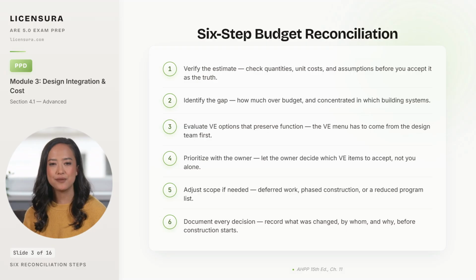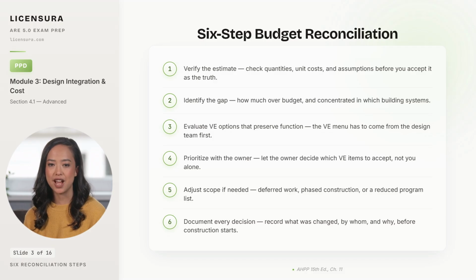Third, evaluate value engineering options that preserve function. The VE menu must come from the design team first, because letting the contractor drive that conversation cedes both control and quality. Fourth, prioritize with the owner. Let the owner choose which VE items to accept, because those choices have program and quality consequences that are not yours to make alone. Fifth, adjust scope if the VE menu does not close the gap. Deferred construction, phasing, or program reductions are tools the owner has and you do not.